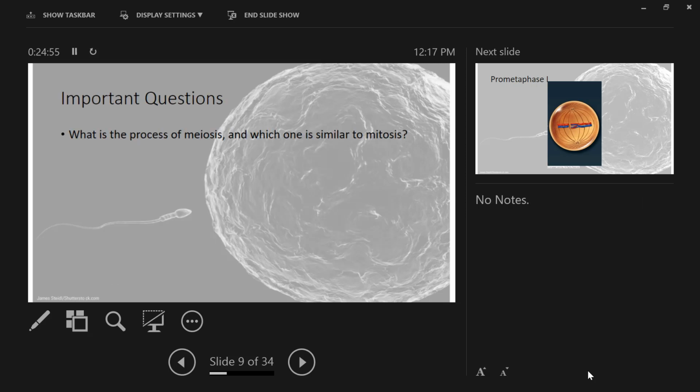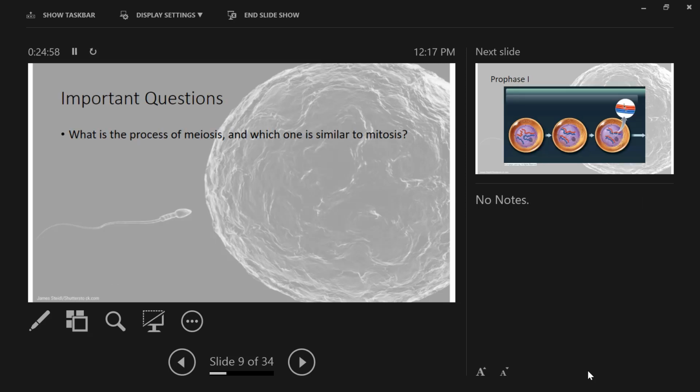So, I didn't even read the question. What is the process of meiosis and which one is similar to mitosis? So the thing about meiosis is meiosis happens under meiosis 1 and meiosis 2. You actually have 2 steps, which is how you can take one cell and generate 4, right? Because 1 times 2 is not 4. 1 times 2 is 2, but 2 times 2 is 4.